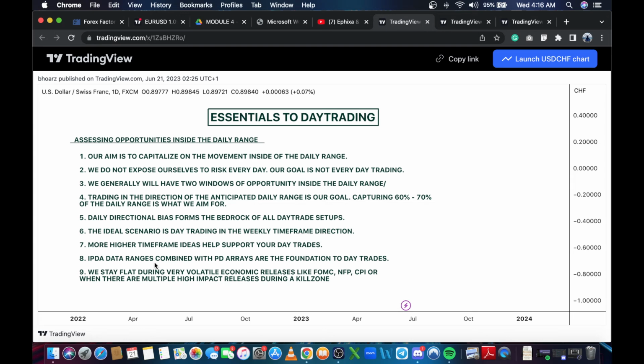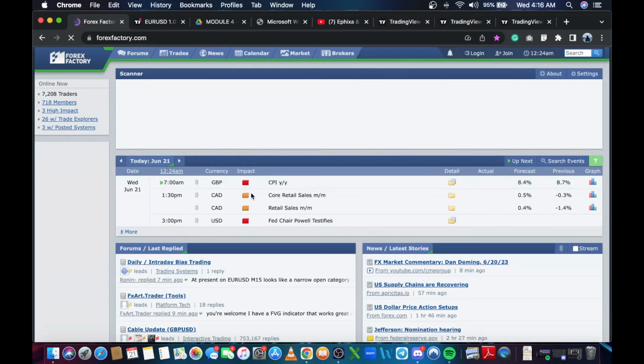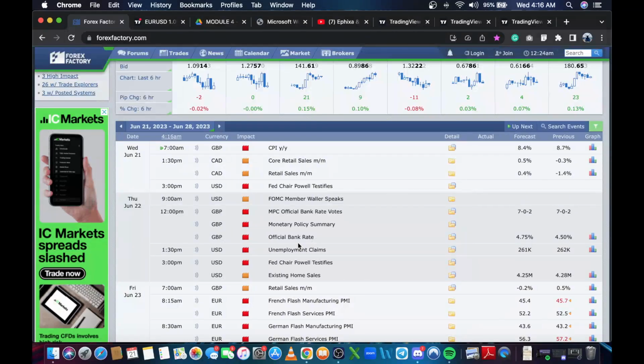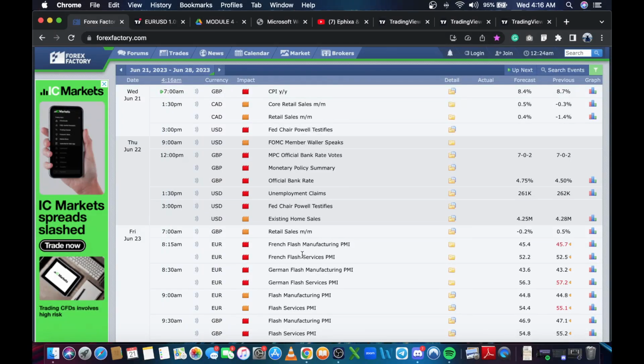And then the last and final point is we stay flat during very volatile economic releases like FOMC or NFP or CPI, right? Or when there are multiple high impact releases during the kill zone. So if you identify a kill zone where there are, and this is my protocol, if I see more than 2 high impact economic releases for a specific session, I usually will wait until the last one if I'm looking for an execution, because there's a very strong probability there will be a ton of manipulation with the economic release.